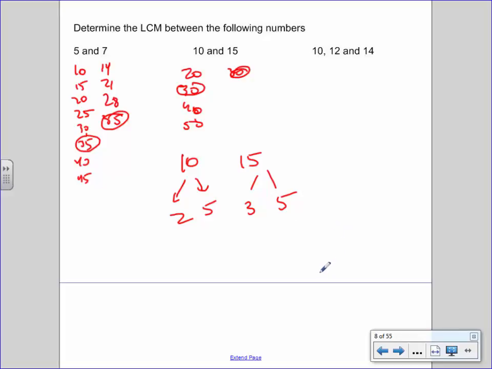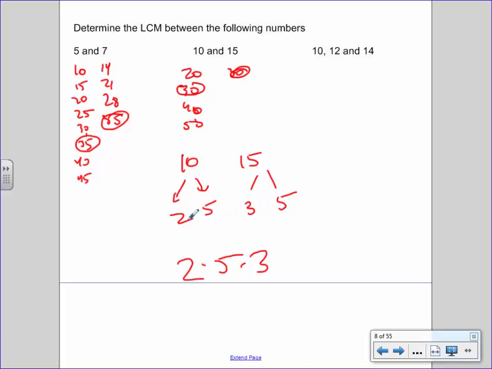Here we want to make sure we get one of everything. Okay. See how right here there's a 2? I'm going to want a 2. See how right here there's a 5? I'm going to want a 5. See how right here there's a 3? I'm going to want a 3. See how right here there's a 5? I already have a 5, though.